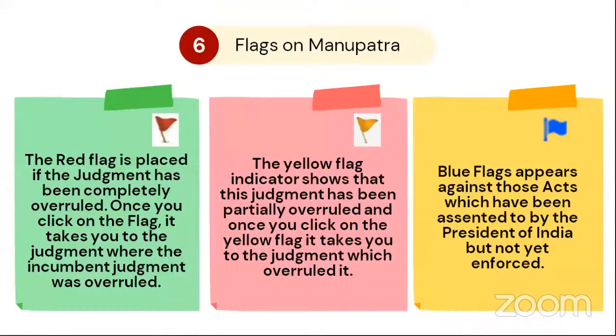Now we have a third kind of flag on Manupatra, which isn't for judgments, but for bare acts and statutes. The blue flag appears against those acts which have been assented to by the President of India, but have not yet been enforced. A lot of times, if you're a lawyer, a legal professional, or a law student, you'll know a bill has been passed and the act assented to by the President, but it would be notified in parts, or notified later, and the date of enforcement would come later. So how do you get all this information?